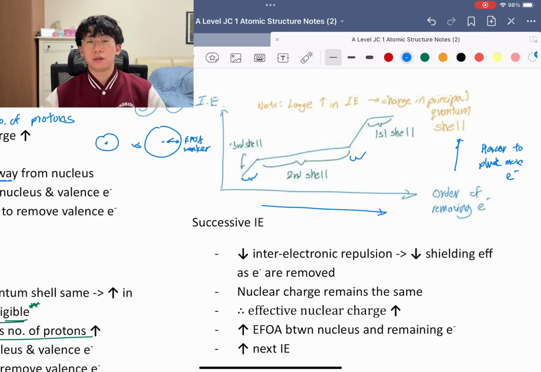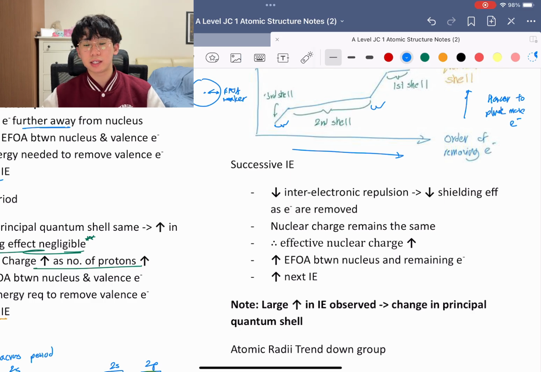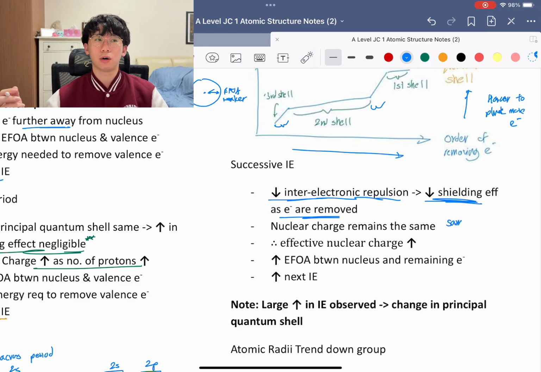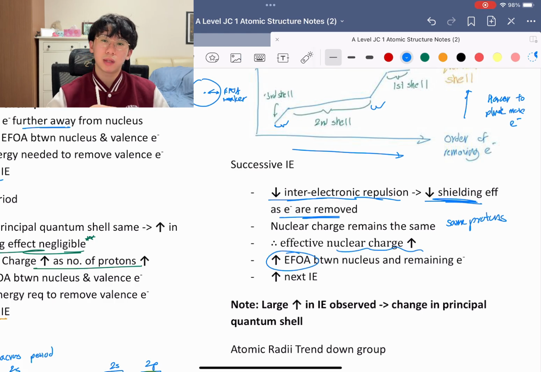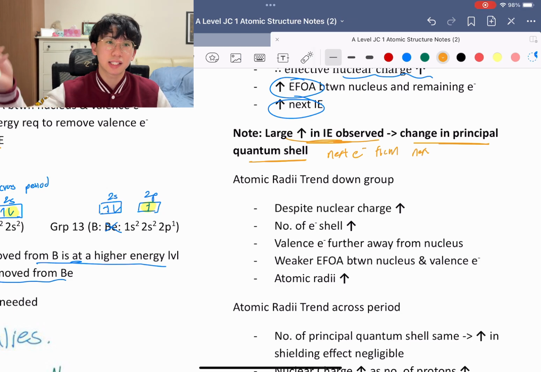So just take note that for successive ionization energies, whenever there's a decrease in interelectronic repulsion, there's a decrease in shielding effect as electrons are removed. And since my nuclear charge remains the same because I'm removing from the same atom or an ion afterwards, the effective nuclear charge increases, and the next IE is always higher. And every large increase in IE observed equals a change in the principal quantum shell. It means that the next electron I'm removing is actually from the next inner shell.